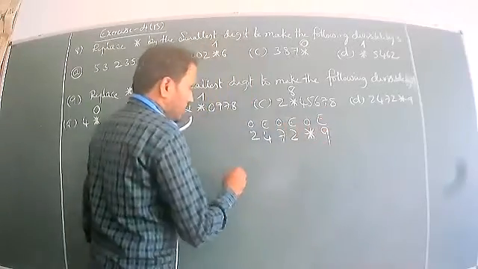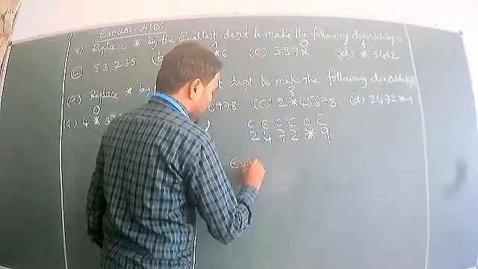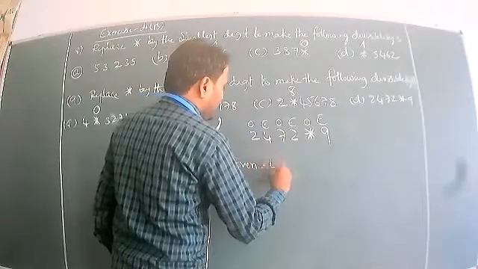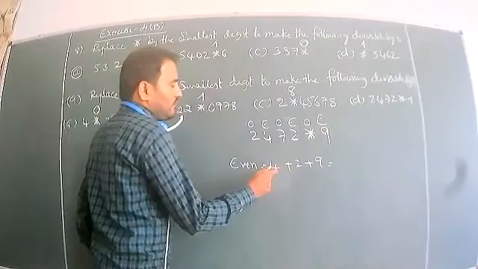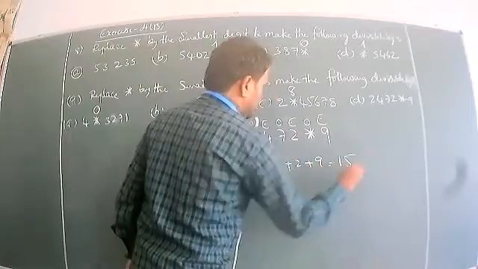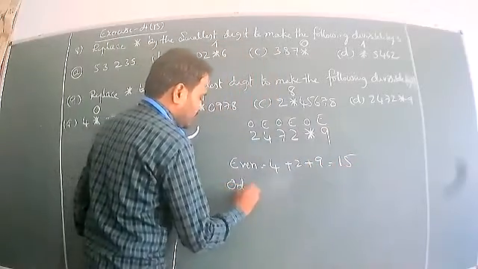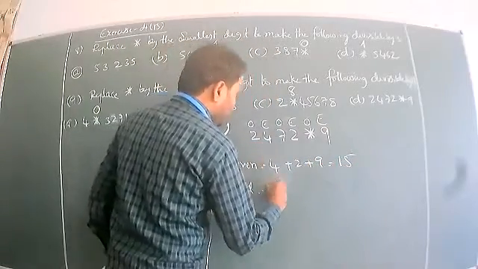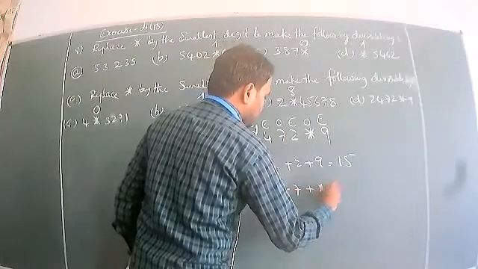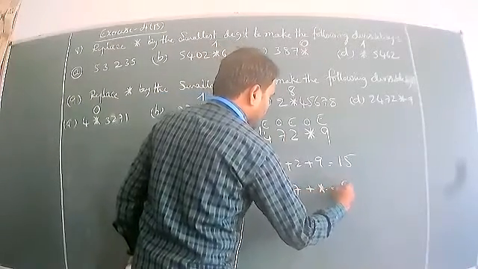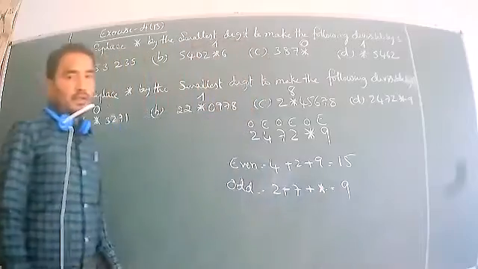Now, here, first add the even places. 4 plus 2 plus 9. 9 plus 2 is 11, 11 plus 4 is 15. Next, the odd places. Okay, 2 plus 7 plus star. It is 9.